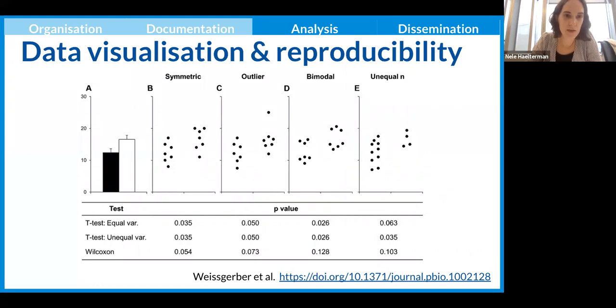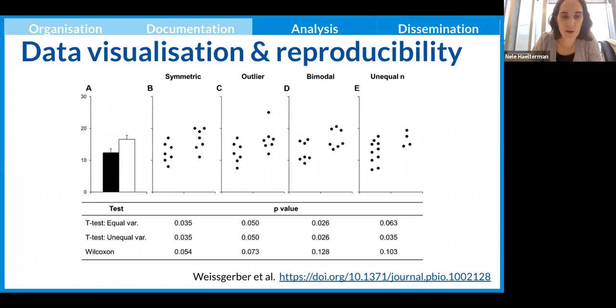So I'm going to spend a little bit of time on this slide because I think it really drives the message home. What you're seeing here is a bar graph on the left in panel A, and all different kinds of data distributions in the other panels that can lead to the identical graph that you see in panel A. So in panel B, for instance, you see two different data sets, two different groups, where the second group looks like the mean might actually be a little bit higher than in the first group. So that might be a difference that you might want to continue studying.